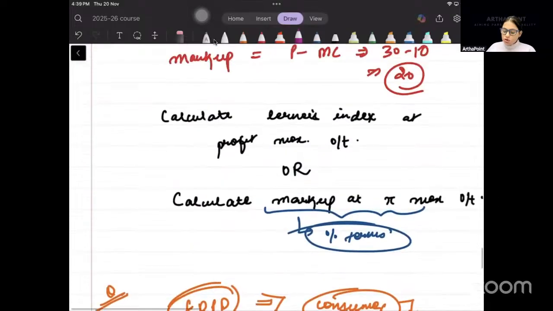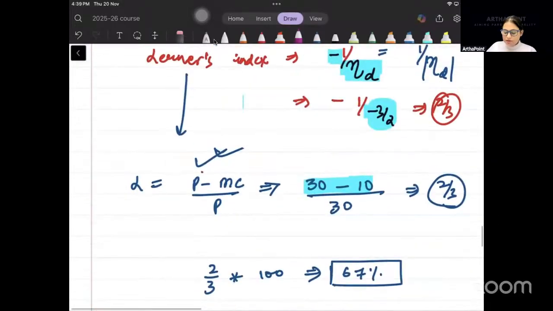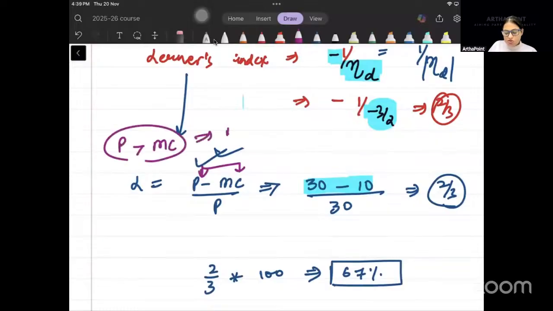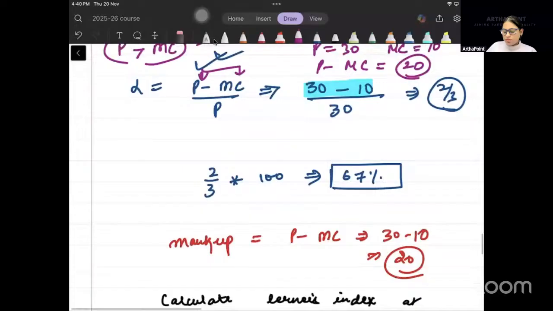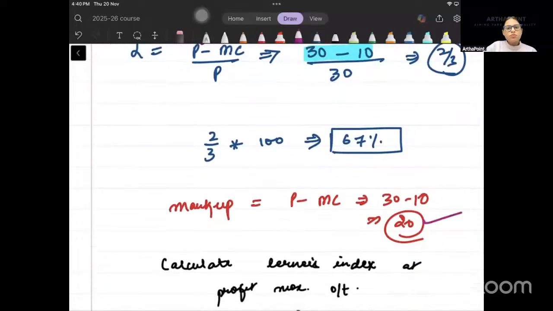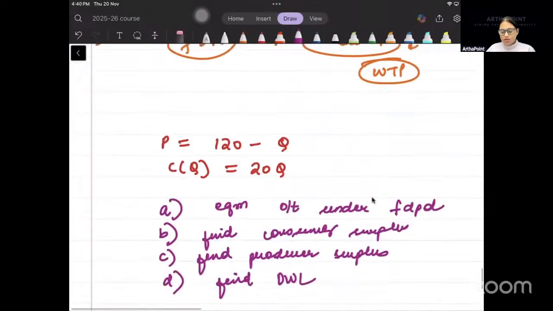Markup point. हाँ, तो markup is nothing but the difference between price and marginal cost. जितना हम cost के ऊपर charge कर पाते हैं, वो जो difference है, that's called as markup. है ना? तो P was 30, marginal cost was 10, तो P minus marginal cost 20 rupees जो है वो मेरा markup है. ठीक है, do this.